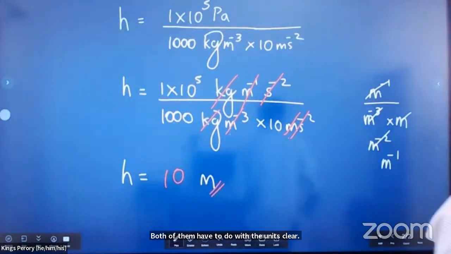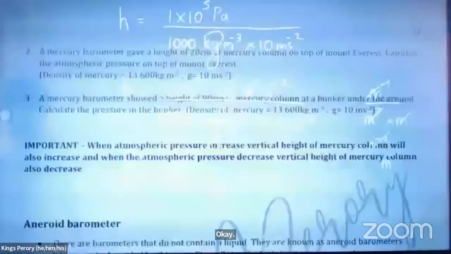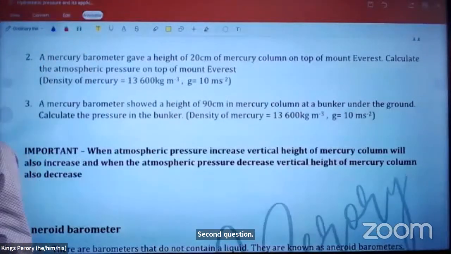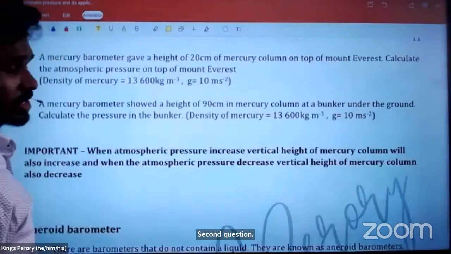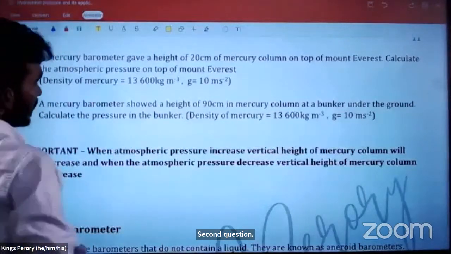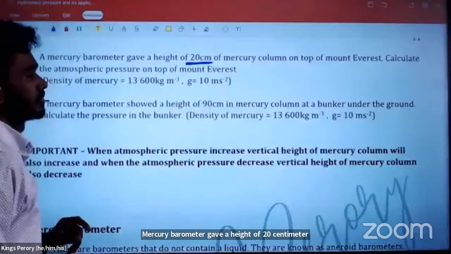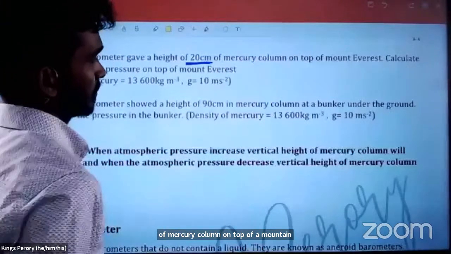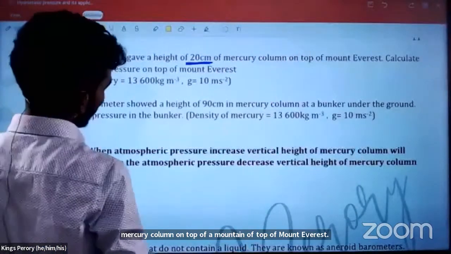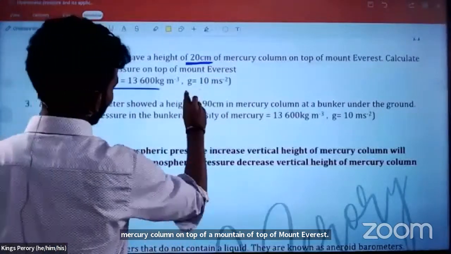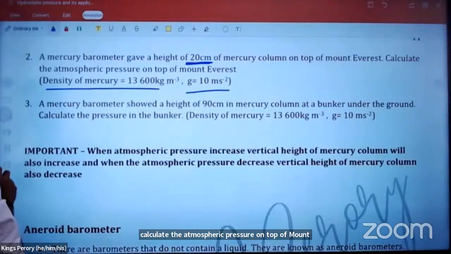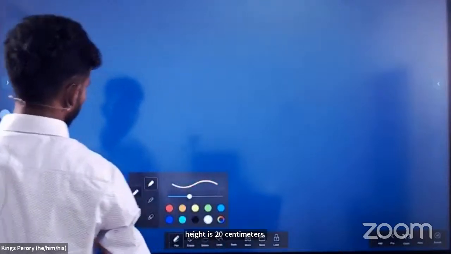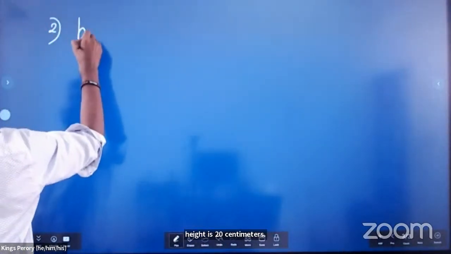Okay. Second question. A mercury barometer. Now the water story is over. A mercury barometer gave a height of 20 centimeters of mercury column on top of a mountain, on top of Mount Everest. Calculate the atmospheric pressure on top of Mount Everest. Density of mercury is there, gravitational acceleration is there. Height is 20 centimeters. There you go, question 2.